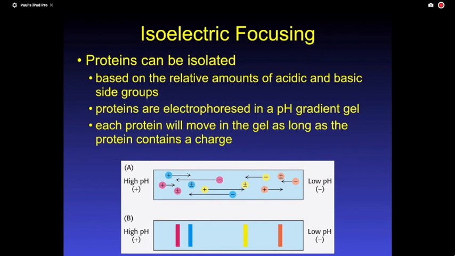But what we're going to do is we're going to pour this jello, and this end of the jello has a buffer system that is very basic. And I create a gradient of pHs in the jello all the way to the end that's very acidic. So I go from basic to acidic. Okay? I then put my proteins into the jello, and I turn on the electrodes. Negative proteins go to the positive electrode, positive proteins go to the negative electrode. And they will migrate. Okay?